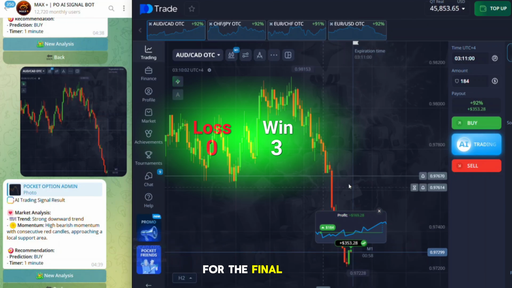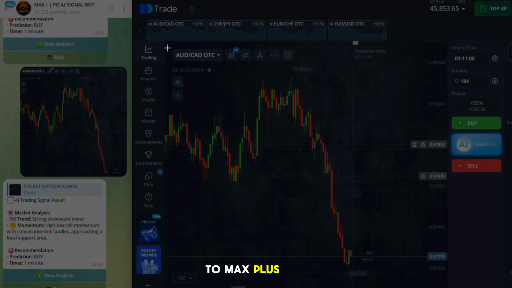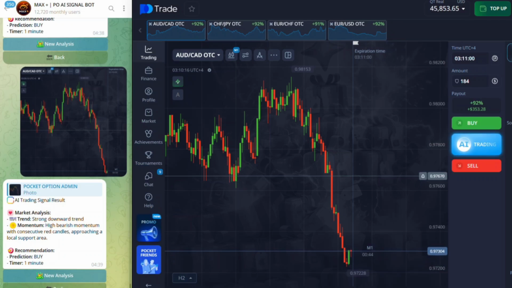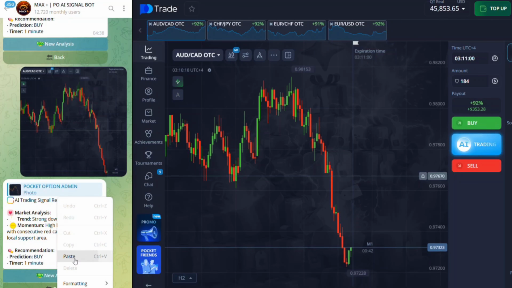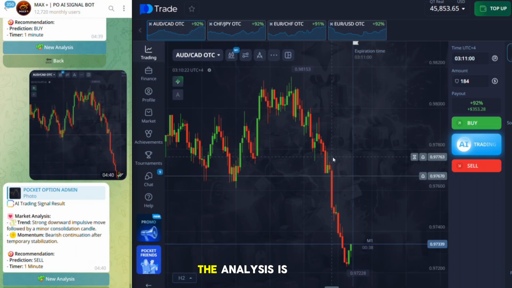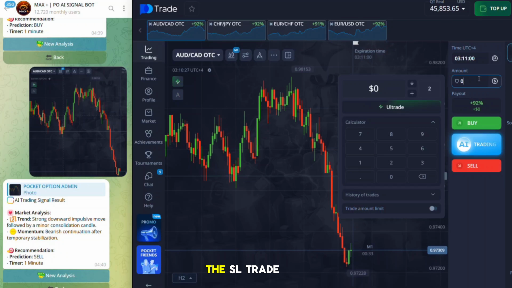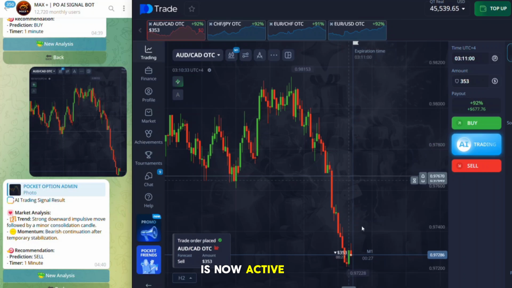Now it's time for the final step. I'll take one more screenshot of the PocketOption chart and upload it to Max Plus Bot. The screenshot has been uploaded. The bot is analyzing the market. The analysis is complete. This time, Max Plus Bot is suggesting the SL trade with a 1-minute expiration time. We'll increase our trade amount to $353. The trade is now active.